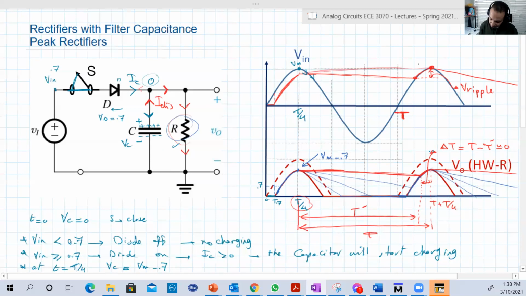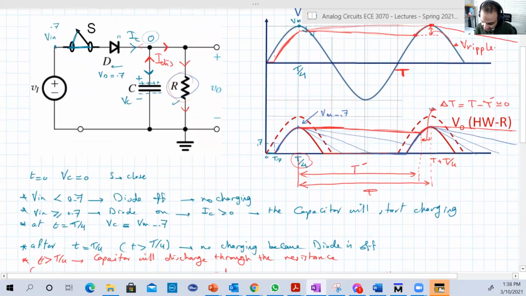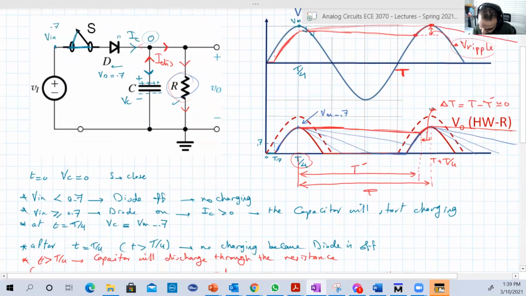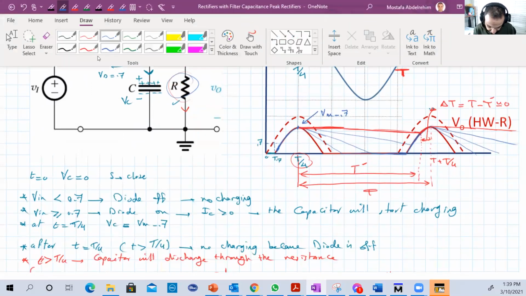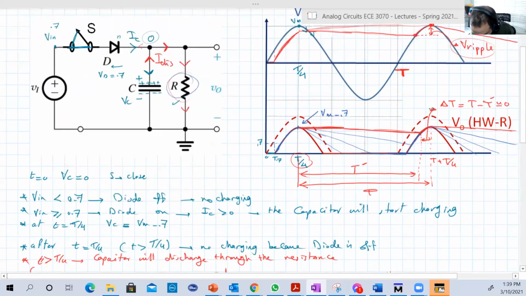Okay, good. So let's find this variable. If we go back here and want to determine the ripple, let's do this with another color. This guy, for example. So this is the variable: the distance or the voltage at that point, which is Vmax minus 0.7, minus the voltage at that point. Let's call it V1, for example.